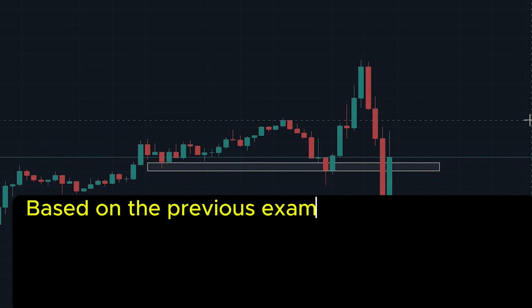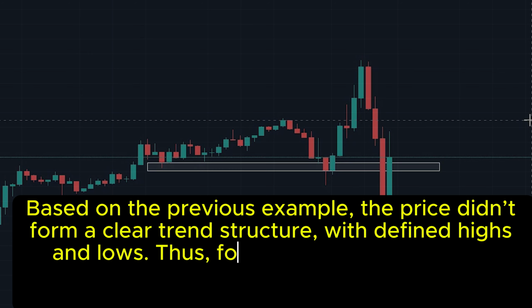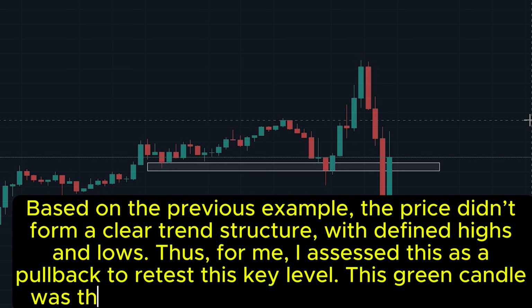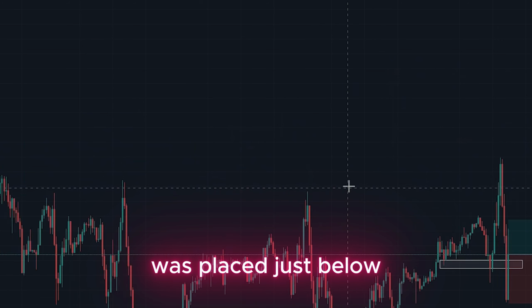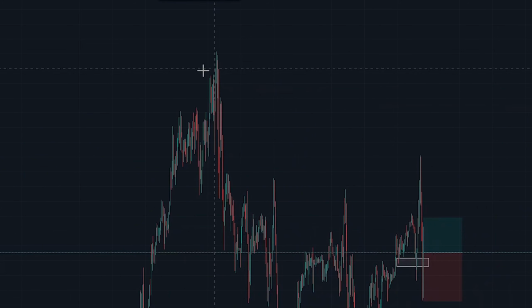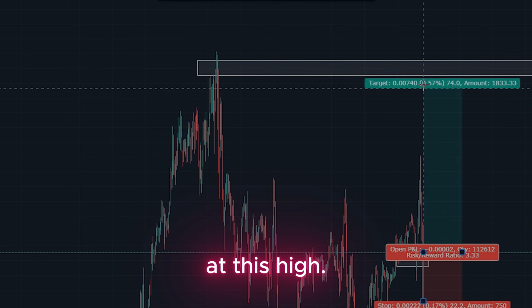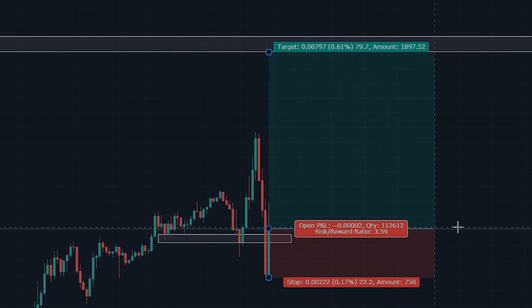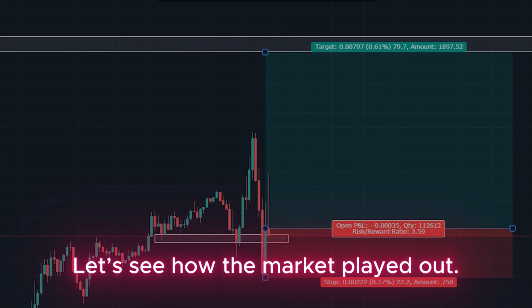Based on the previous example, the price didn't form a clear trend structure, with defined highs and lows. Thus, for me, I assessed this as a pullback to retest this key level. This green candle was the signal, allowing me to enter a buy order. In this case, SL was placed just below the candle's body. Take profit was set at this high. The RR ratio was 3.6 to 1. Let's see how the market played out.